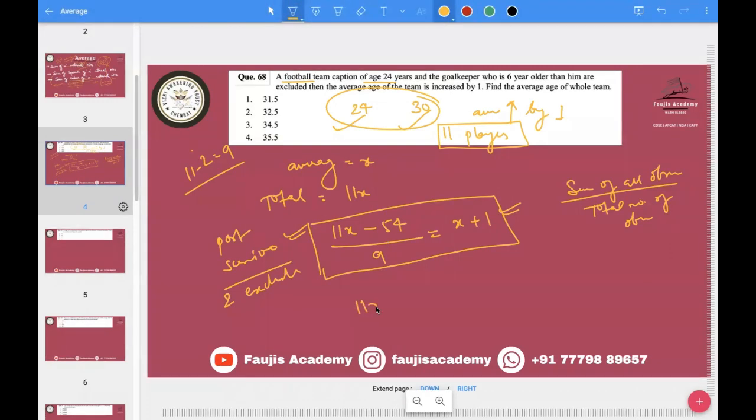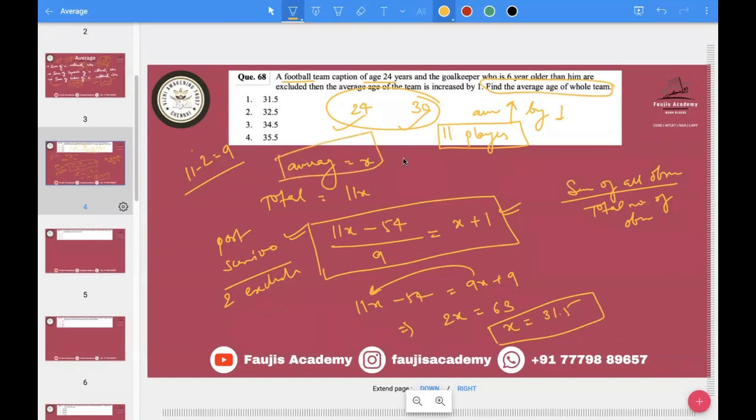Let's solve it. 11x minus 54 is equal to 9x plus 9. If we solve it, bringing this to the left-hand side, it becomes 2x, and this becomes 63. What is the value of x? 31.5. So the initial average was 31.5. Find the average age of the whole team. Whole team means what? They want to find x, I mean all the 11 members.